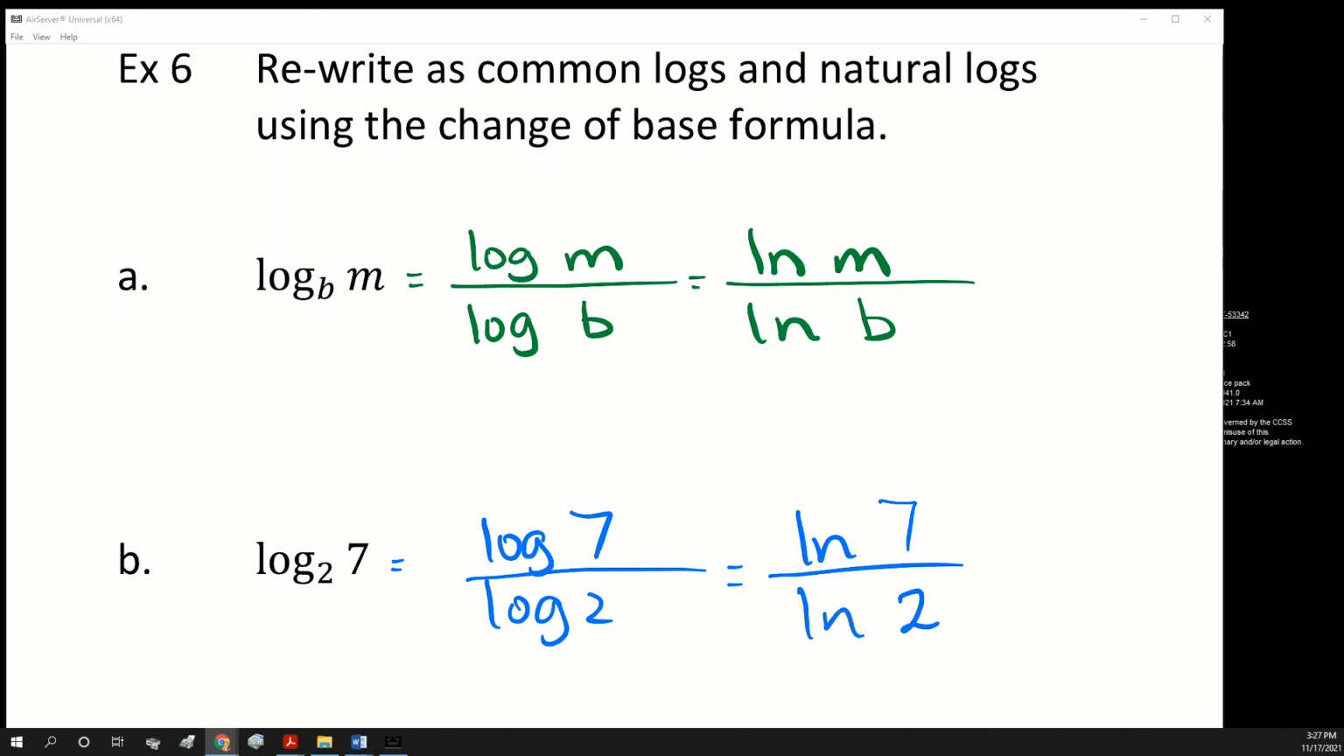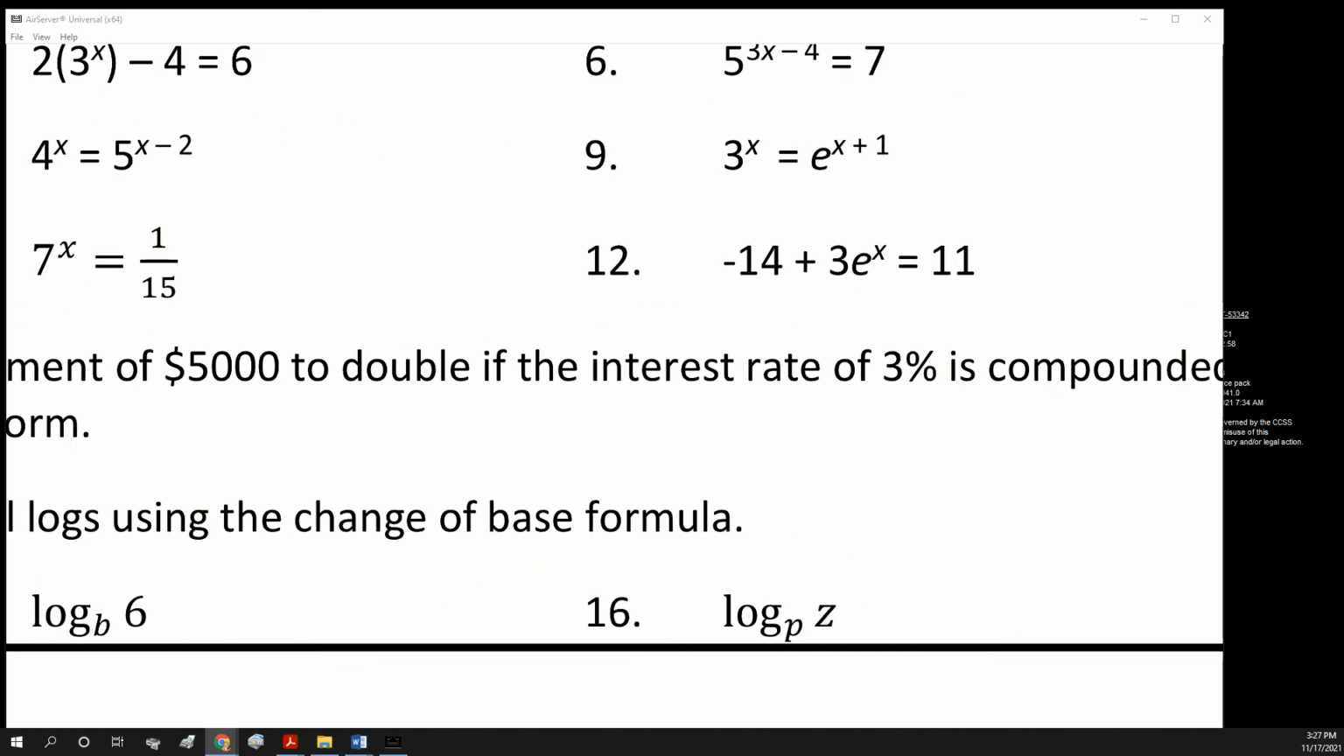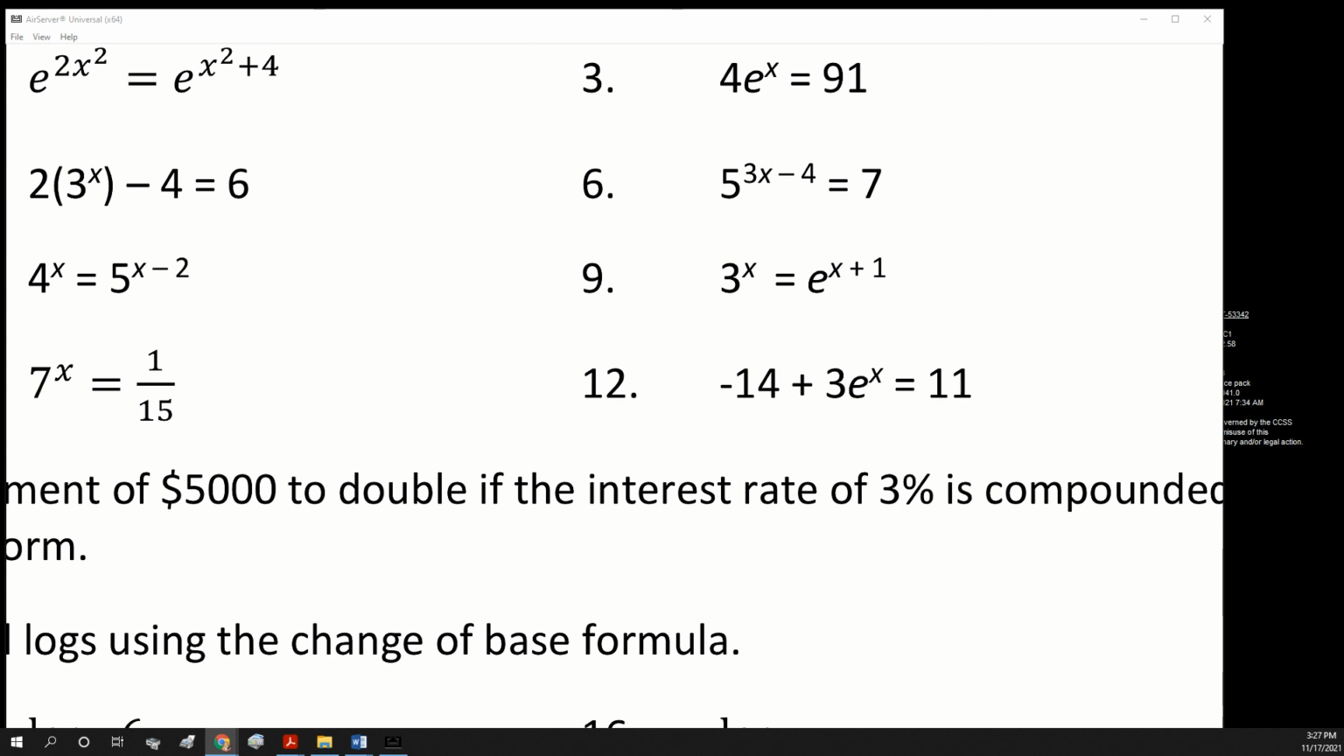Okay. So your assignment is also in this packet. This number, if it hasn't already been changed on your sheet on number 12, I want you to change that 11 to a 10, please.